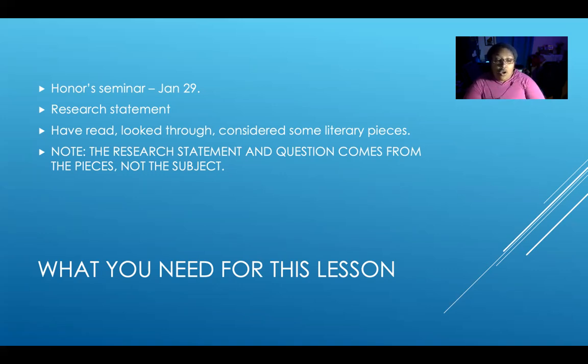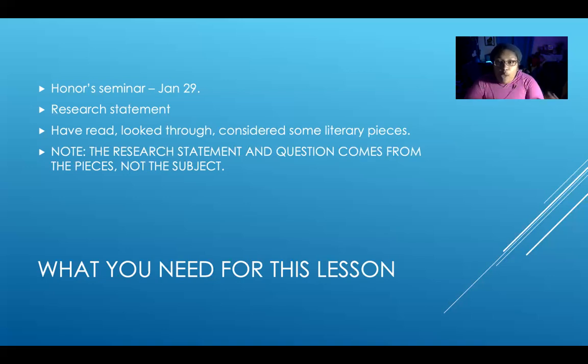Right? Because it all comes down to this. It is not a research paper where you're going to say, I want to do stuff about the gay rights movement, and you're going to literally dump a bunch of information on the piece of paper saying, this is my project in the gay rights movement. That's not how this works, right? So the pieces are going to lead you, which is why it's important to go through some of these pieces, even if you don't quite understand them.